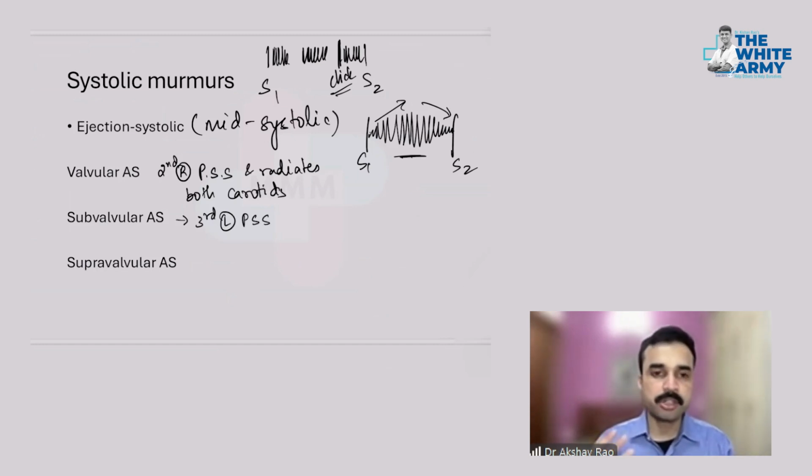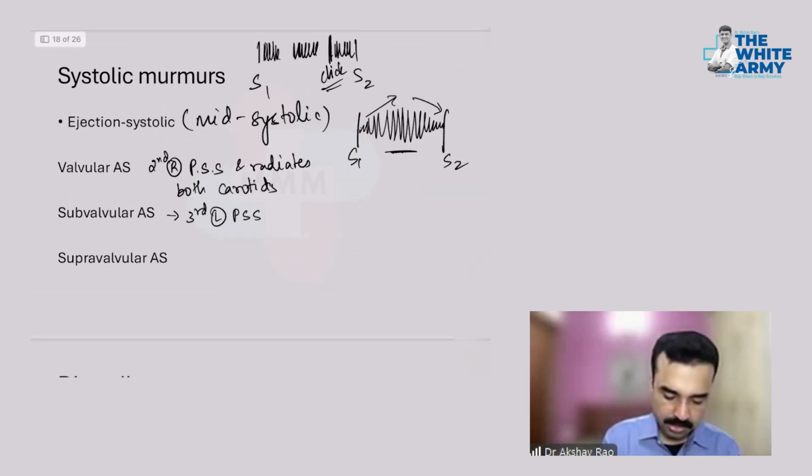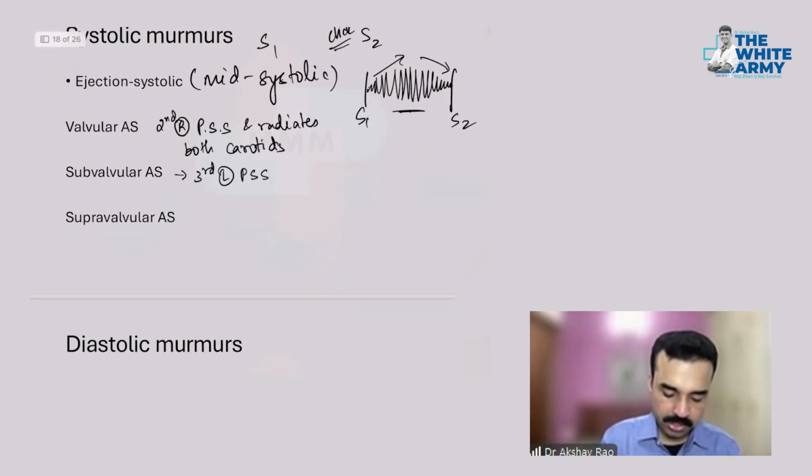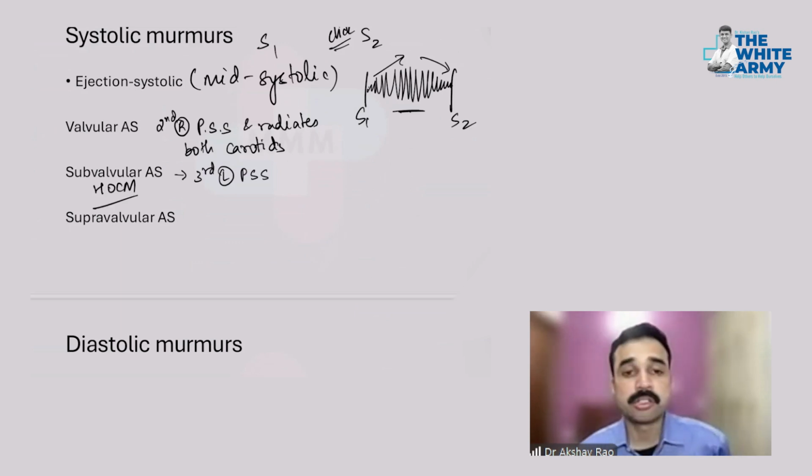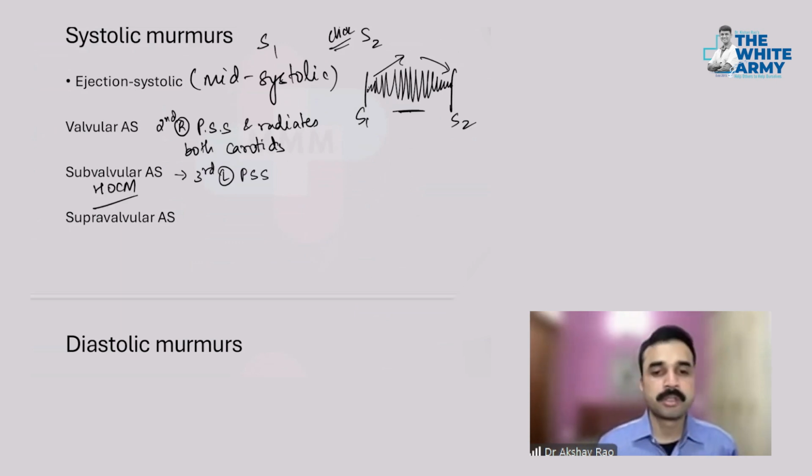So in the MBBS area, if you're hearing an ejection systolic murmur with maximum intensity in the left parasternal space, third parasternal space, then it's likely to be subvalvular aortic stenosis. Same ejection systolic murmur. If you're doubting HOCM, subvalvular AS is one of the causes. So if you're doubting that it may be HOCM, then you have to use dynamic auscultation. Remember, hand grip, leg raising, and squatting. That will reduce the intensity of the murmur.